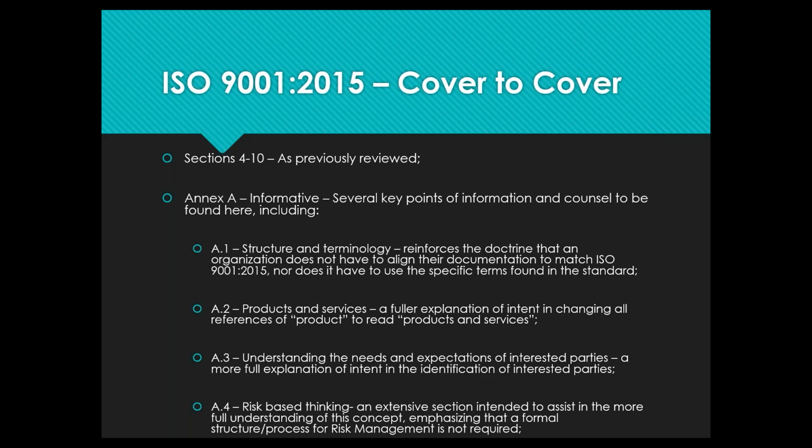In A3, there is a more in-depth discussion of the term interested parties and what the intent is in referring to them as interested parties. Risk-based thinking appears in section A4. It is emphasized in A4 that an organization does not have to have a formal risk management process. That had been the misunderstanding 10 years ago when the standard was first published, that there was suddenly going to be an expectation for a formal risk management process. That is not the case, and A4 remains where that is explained.